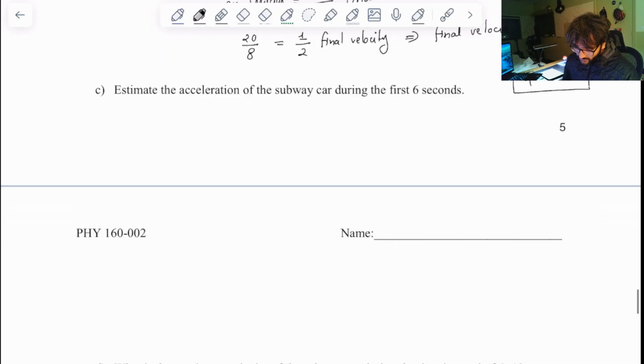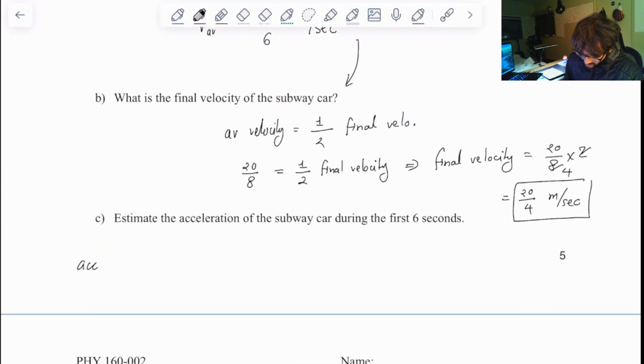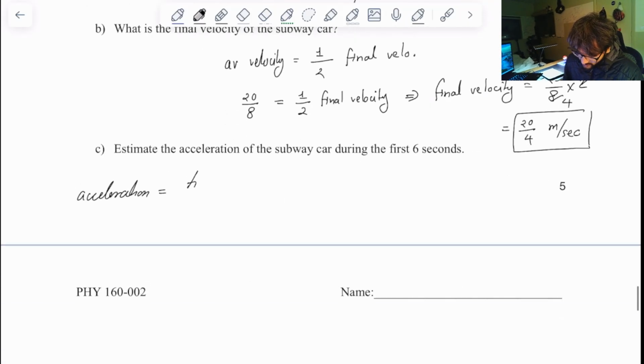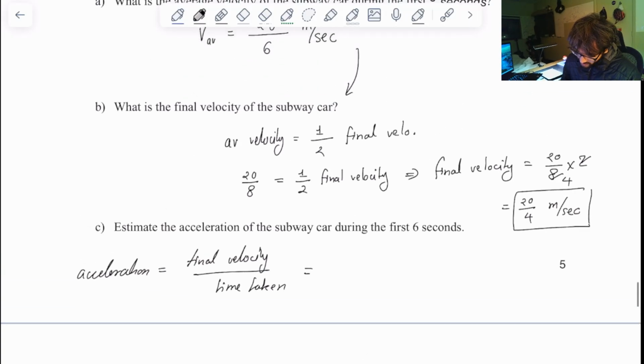Part C is estimate the acceleration of the subway car during the first 6 seconds. Acceleration is equal to final speed, or I should say velocity, but it doesn't really matter in this case, divided by time taken. So final velocity is 20 over 4 and time taken is 6, which is equal to 20 divided by 4 times 6, that is equal to 20 over 24, and the unit will be meter per second.